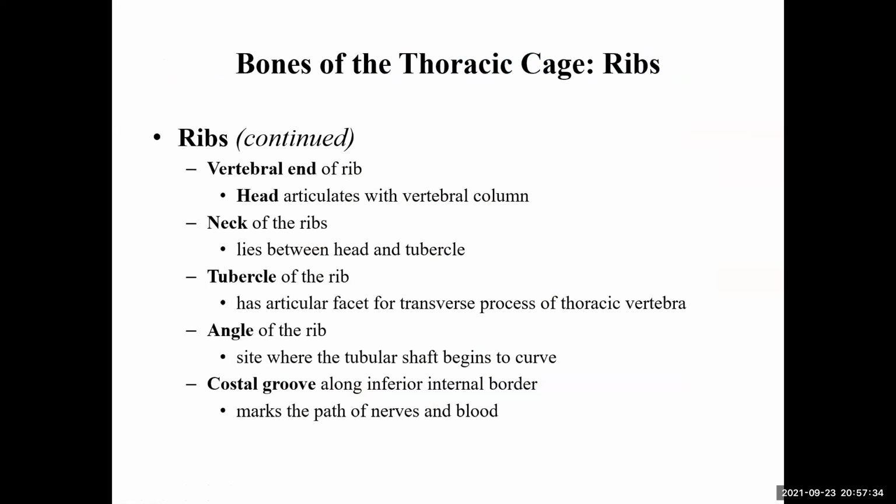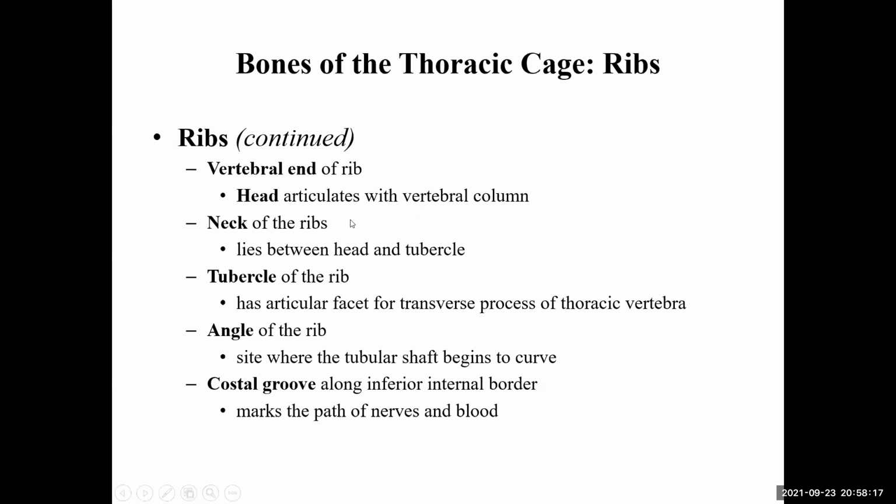Okay, a couple parts of the ribs, then we'll wrap it up. The end that is going to articulate with the vertebra is called the vertebral end. That's been asked on a question before. You'll have a rib, and it'll ask which end is this. If it has the rib head or the costal head, then that's the vertebral end. The other end is what we call the sternal end. Wherever the head is, that's the part of the rib that's going to articulate with the vertebral body in the thoracic spine.